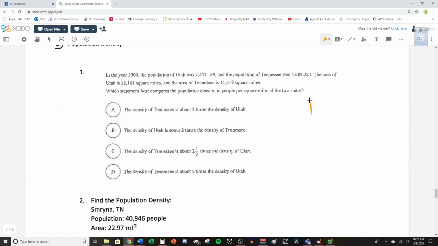Population density, you have your population over the area of whatever the state is, territory, whatever it is. That's how you calculate it.